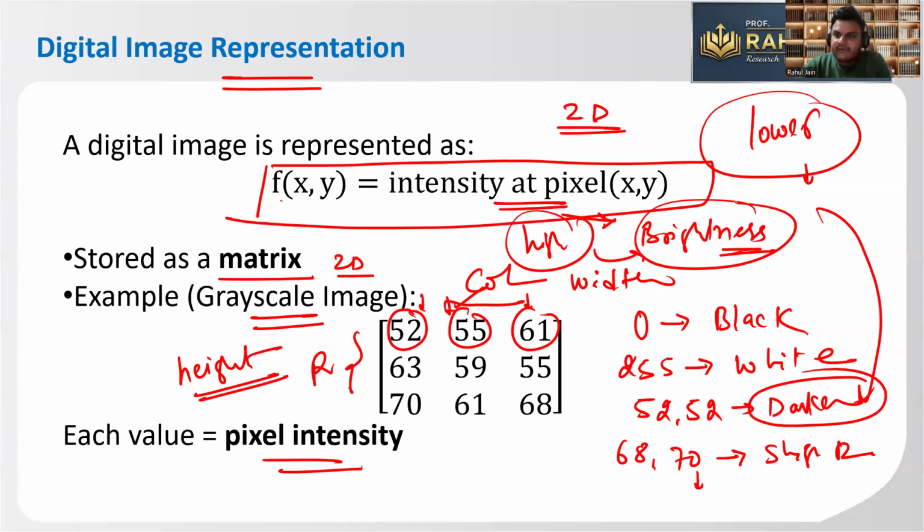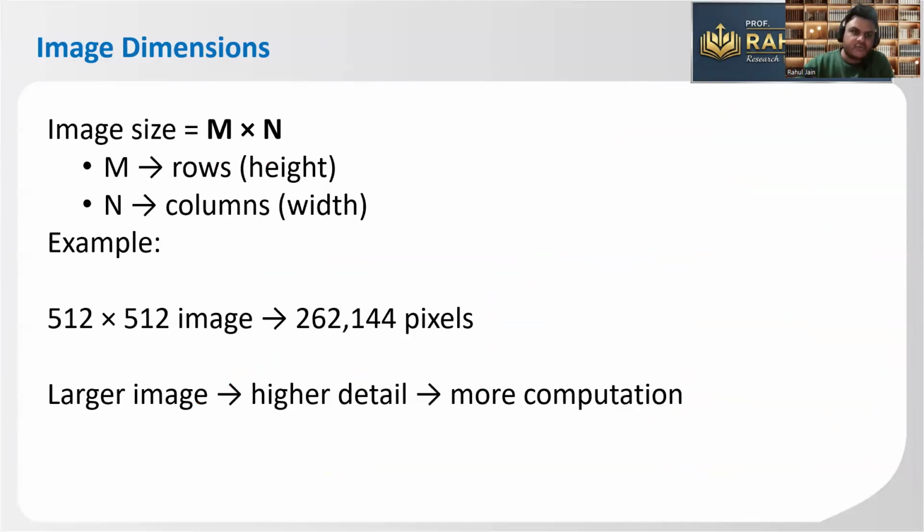So what takeaway can we take from this important digital image representation slide? A digital image is not just a picture but a matrix of numbers, as you can see here. And image processing algorithms like filtering, enhancement, and edge detection work by modifying these matrix values. Getting it? So image size equals m cross n, m rows, n columns.